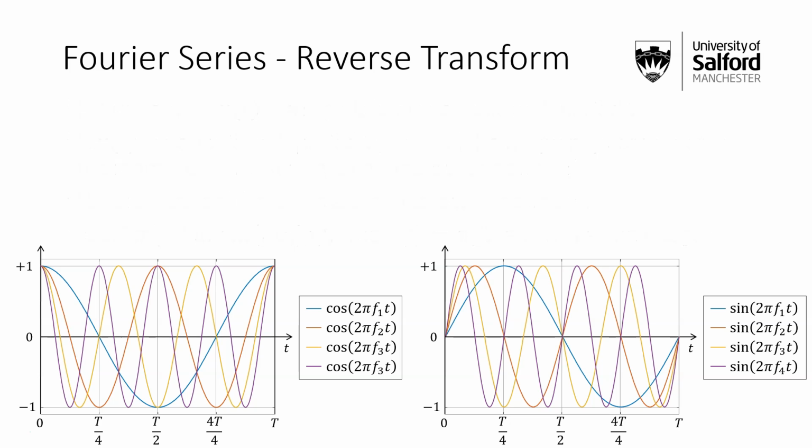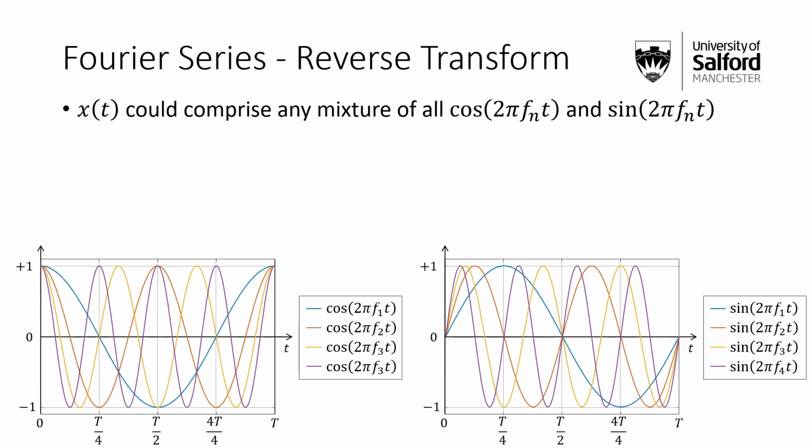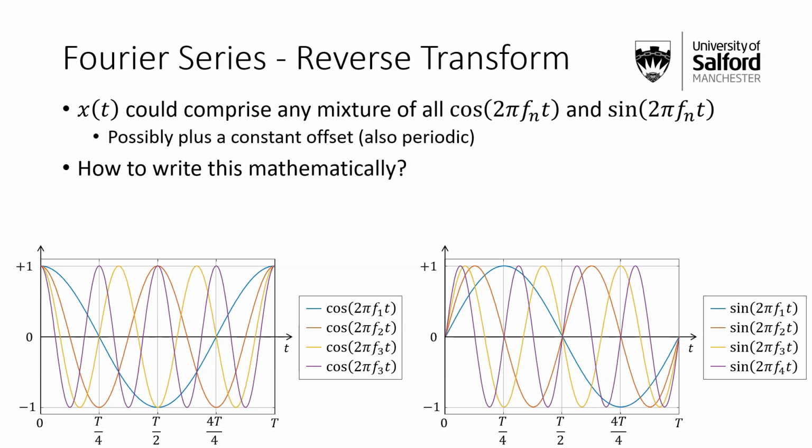So that's our family of functions. We're just going to want to use any mixture of all of those with possibly different coefficients. We could possibly have some constant offset as well. This is also periodic by definition. If it never changes, then the next period will be the same as the first period because nothing's different. You can also think of this as a cosine wave with 0 frequency because cos 0 is 1 as well. The question is how to write this mathematically.